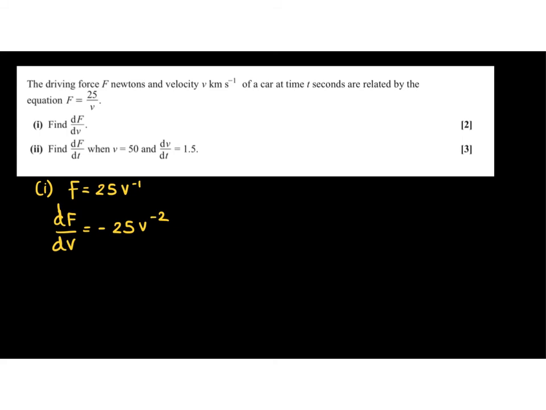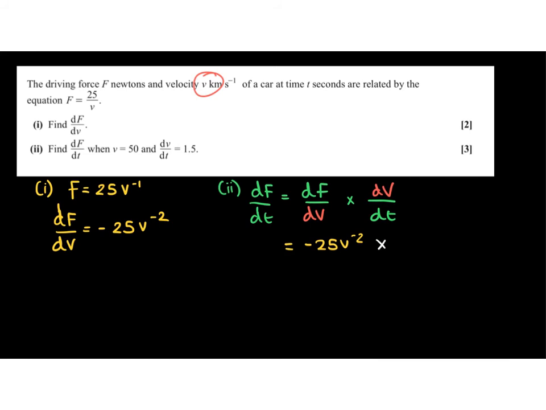Part 2. Find dF by dt. So we're looking at connected rates of change. So dF by dt, that means we need a dF and we need dt. And the other variable that's involved in this question is, of course, V. So let's use our chain rule like this. And then what do we know? We know that dF by dV is equal to negative 25V to the negative 2. So that part is fine. And dV by dt, well, we're actually given that in the question.